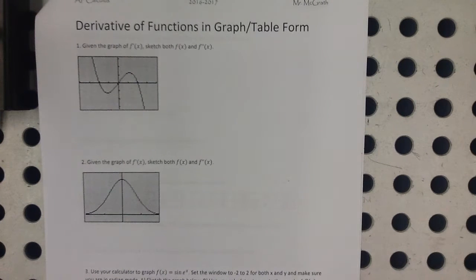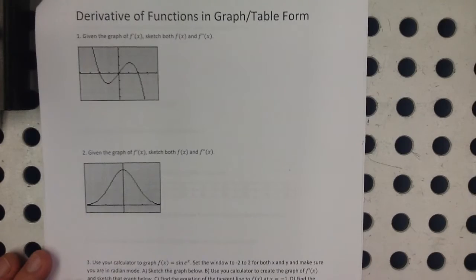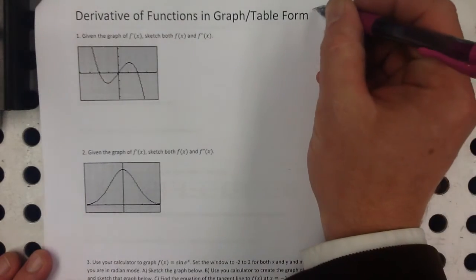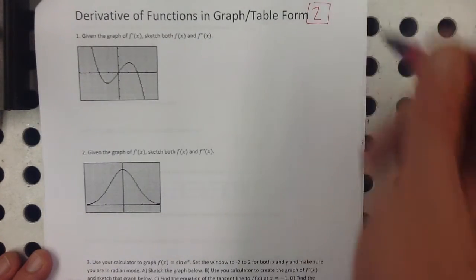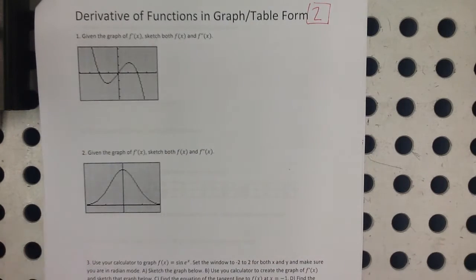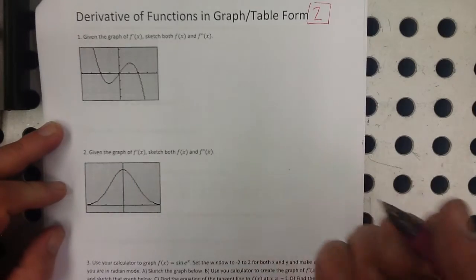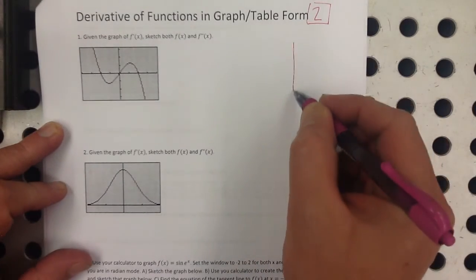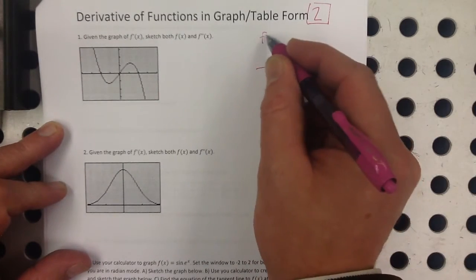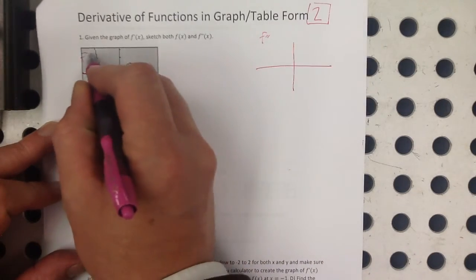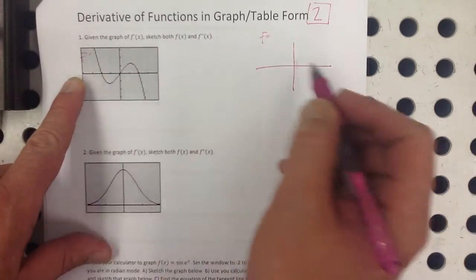This video has the solutions for derivatives of functions in graph table form. This is the second one, number 2. I guess you can tell by looking at those graphs, can't you? So let's see, I guess it's easier maybe to first draw the derivative, since this is a derivative itself, the second derivative, just drawing the derivative there.